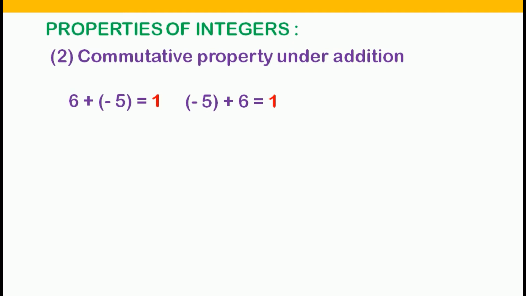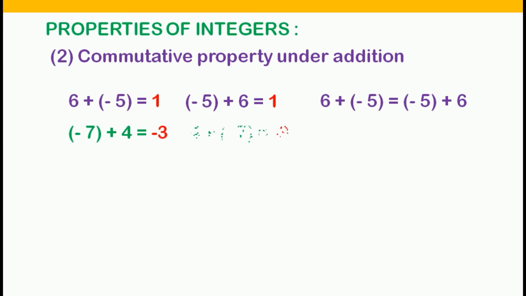So therefore we have to write 6 plus minus 5 is equal to minus 5 plus 6. Now take another example. Minus 7 plus 4 is equal to minus 3. 4 plus minus 7 is equal to minus 3. So here also the result is same. So we can write minus 7 plus 4 is equal to 4 plus minus 7.